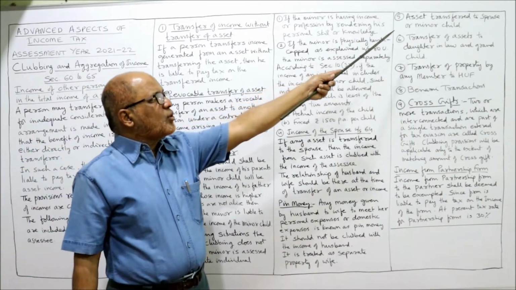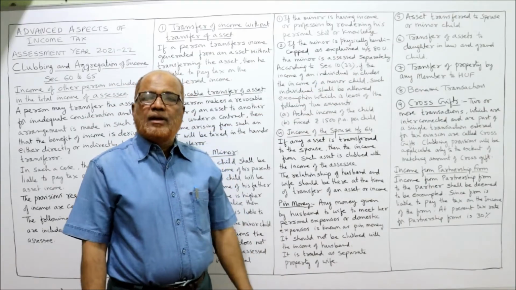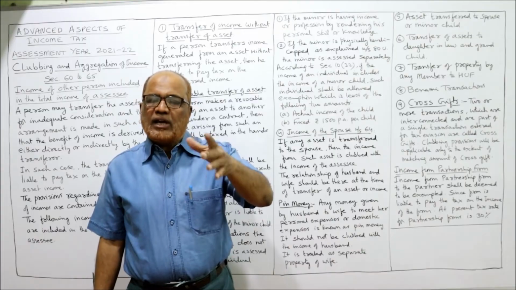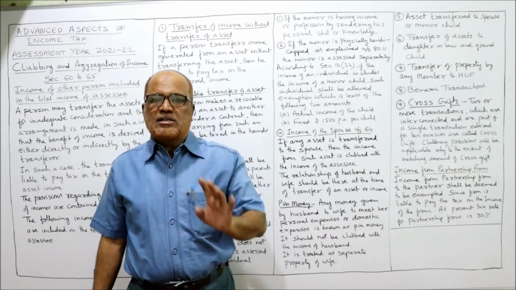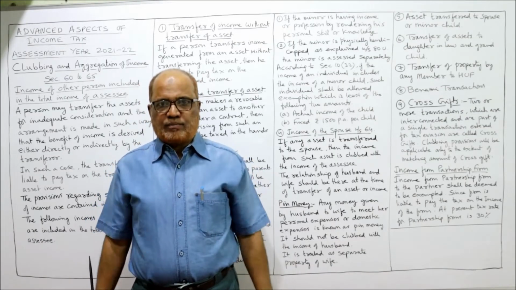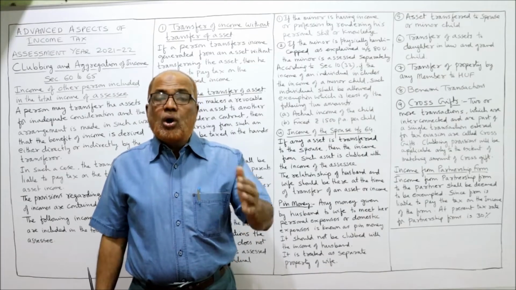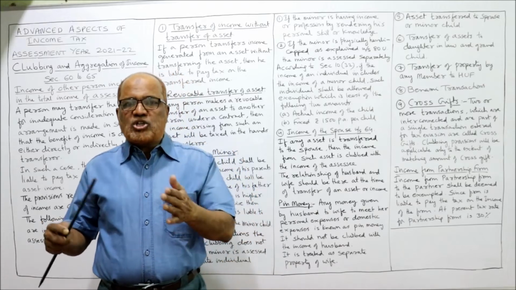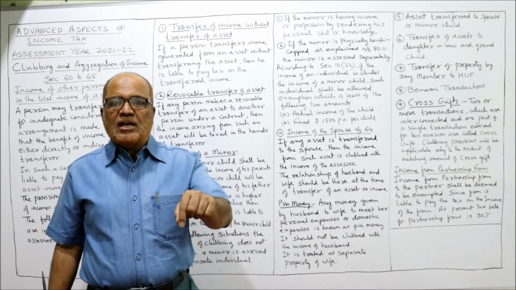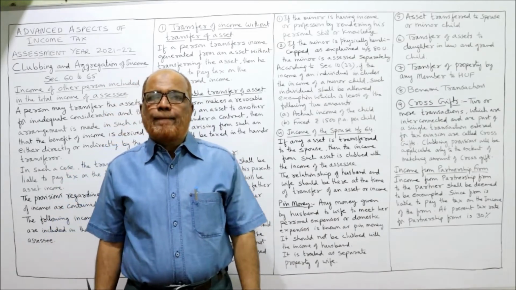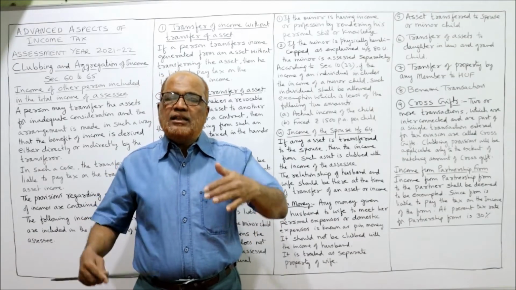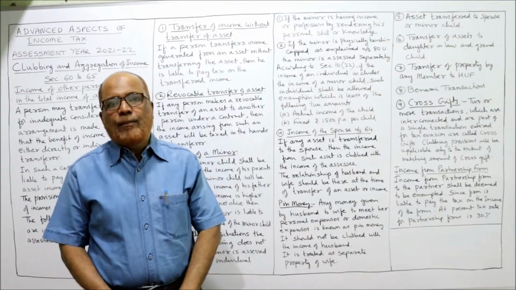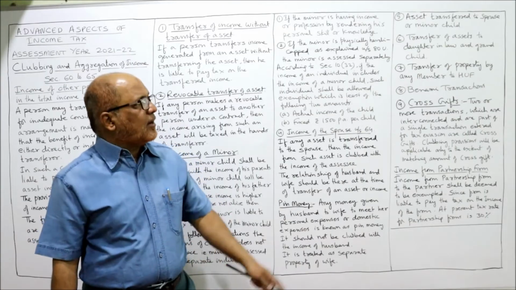Next, asset transfer to spouse or minor child. Sometimes an assessee will transfer the asset for inadequate consideration or without any consideration either to spouse or to minor child. For example, Mr. X purchased a house not in his name but in the name of a minor child. Then whatever income earned in the name of the minor child will be included in the income of the parent, the income of the transferor.